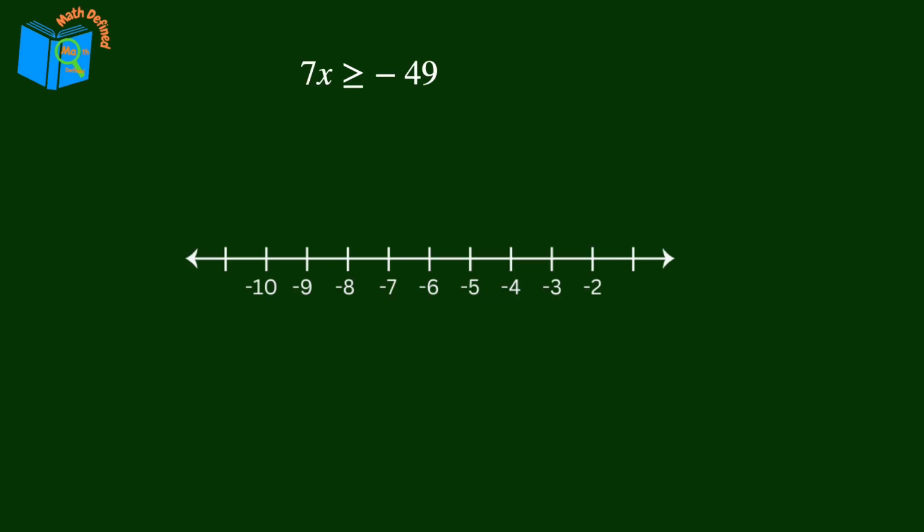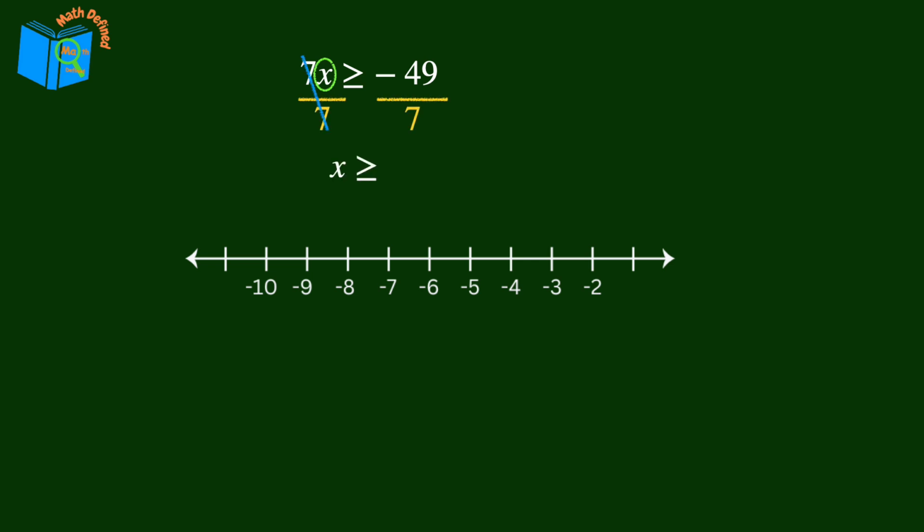Now let's solve 7x is greater than or equal to -49. Notice the variable is on the left side this time. Having the variable on the left makes it easy to see which direction to draw the arrow on our graph once we solve it. To isolate x, we'll divide both sides by 7.